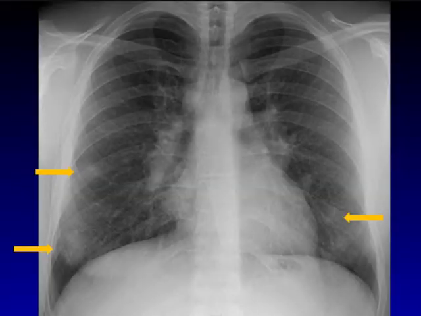So here's an image. Hilar enlargement, right paratracheal opacity, and there are also some ill-defined parenchymal opacities at the bases. So this would be a good example of stage 2 disease, adenopathy and parenchymal involvement.